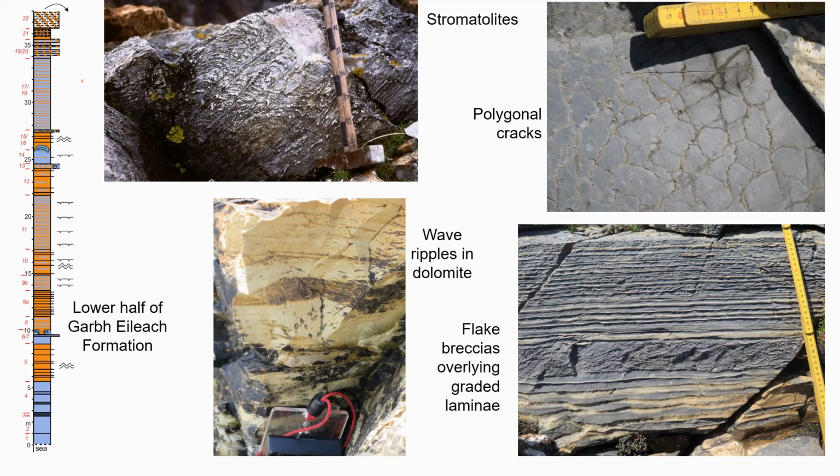Siltier lithologies are more likely to have been dolomitized, and such layers can show wave ripples, as shown on the lower left, and grading, as in the lower right. Enigmatic polygonal cracks, shown in the upper right photograph, have a dolomite fill and appear to be subaqueous.